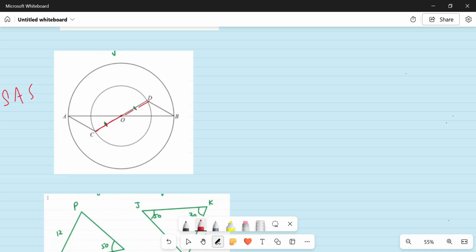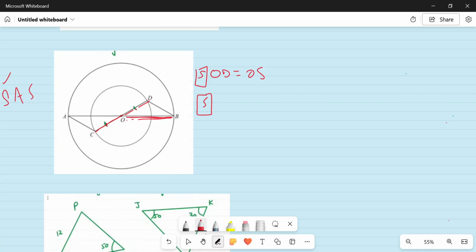So here we can say the first one is OD equals OC. This is the first side, and we have proved it. Now the second one says OB equals OA. The reason for the first side is that it is a radius of the small circle. Now the second side here, OB equals OA. Can you see this OB here?